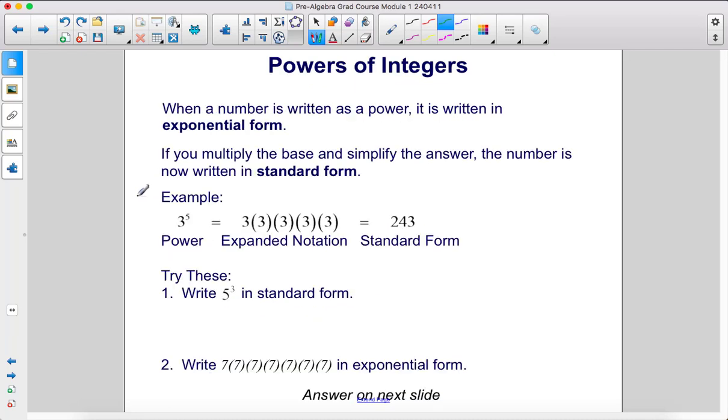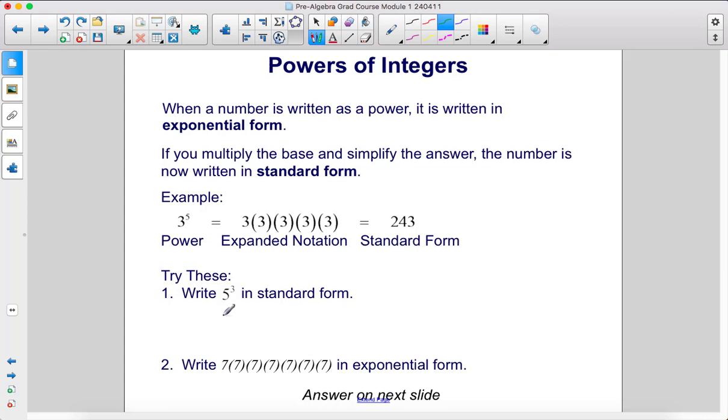When a number is written as a power, it is written in exponential form. If you multiply the base and simplify the answer, the number is now written in standard form. For example, the power, so the exponential form, is 3 to the 5th. Expanded notation would be 3 times 3 times 3 times 3 times 3. In standard form would be 243.